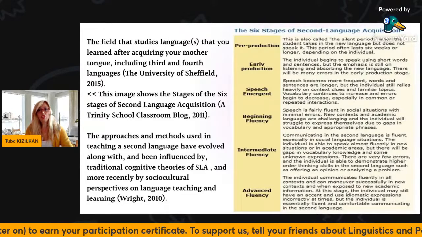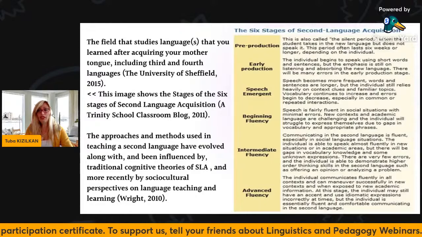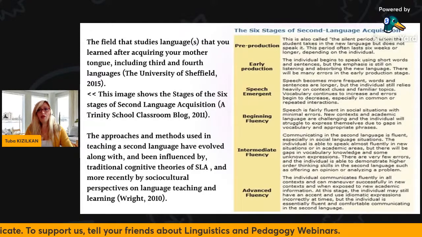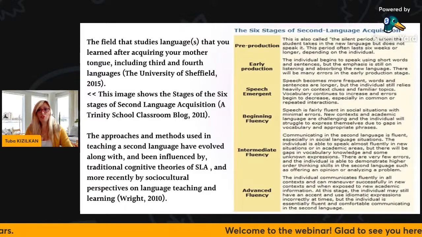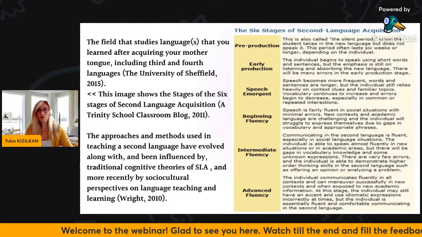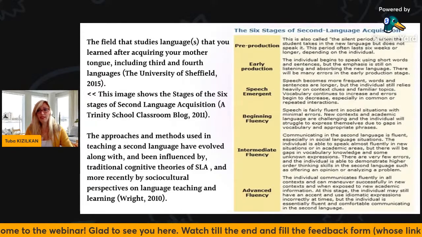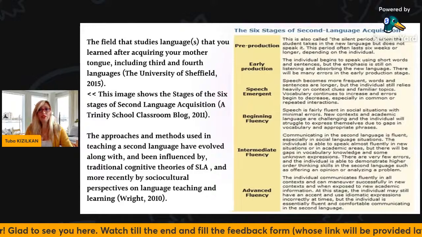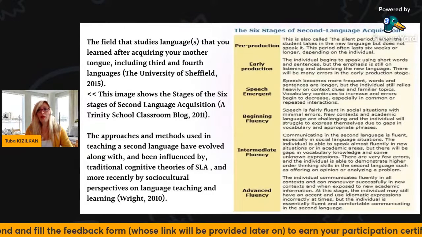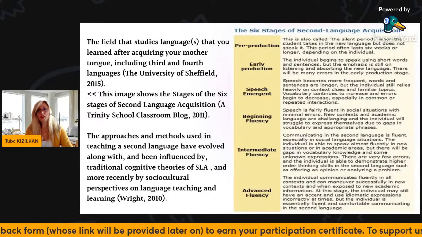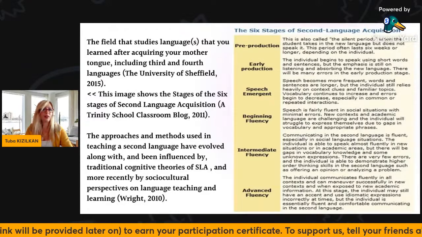And the last stage is called advanced fluency. In this stage, a learner can successfully maneuver in new contexts, and when exposed to new academic information, he or she can communicate fluently in almost all contexts. At this stage, the learner may still have an accent and use idiomatic expressions incorrectly at times, but the individual is essentially fluent and comfortable communicating in the second language.